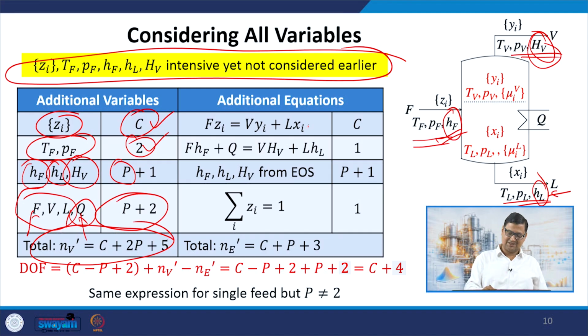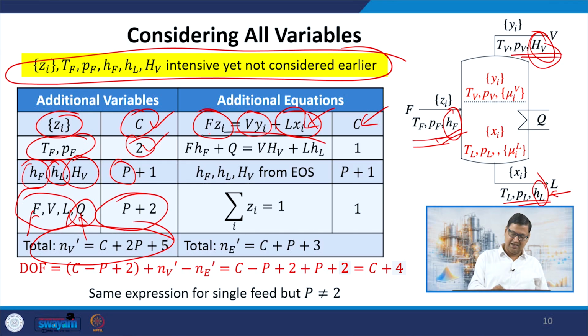The material balance can be written for each of the components. Whatever i is coming in the feed is F into Zi. Whatever i is going away with the vapor is V into Yi. Whatever i is going away with the liquid is L into Xi, and we have C such equations, for every component. That is the overall balance for each of the components.